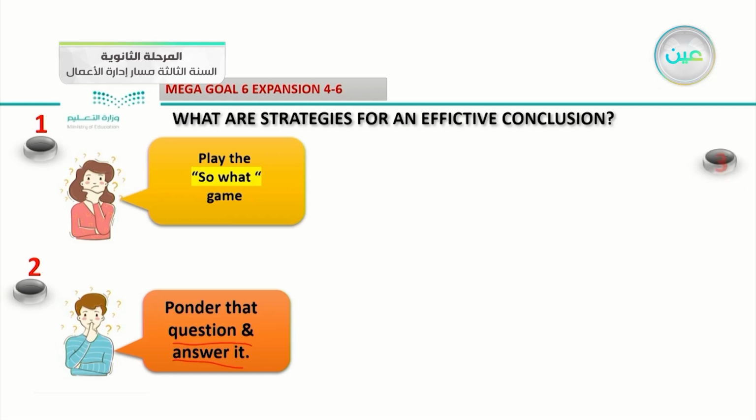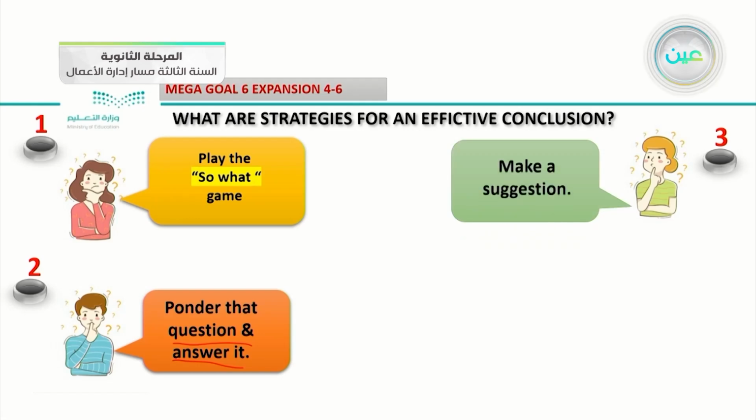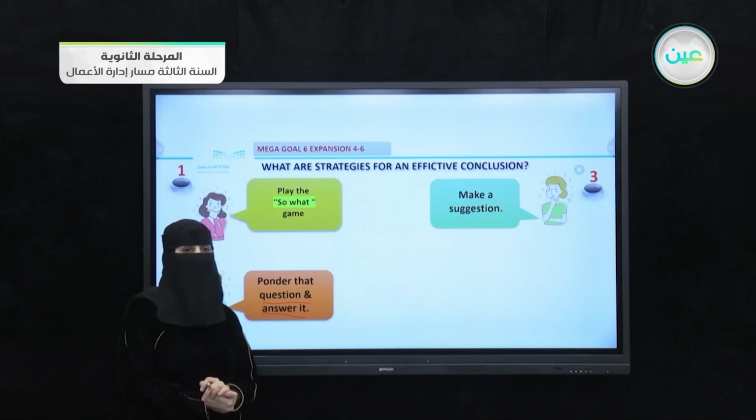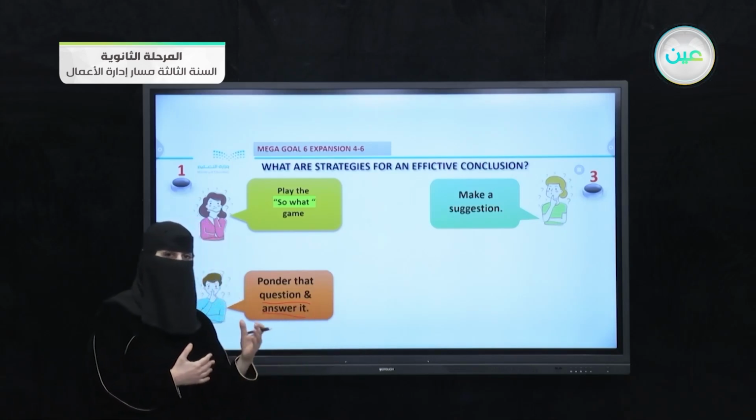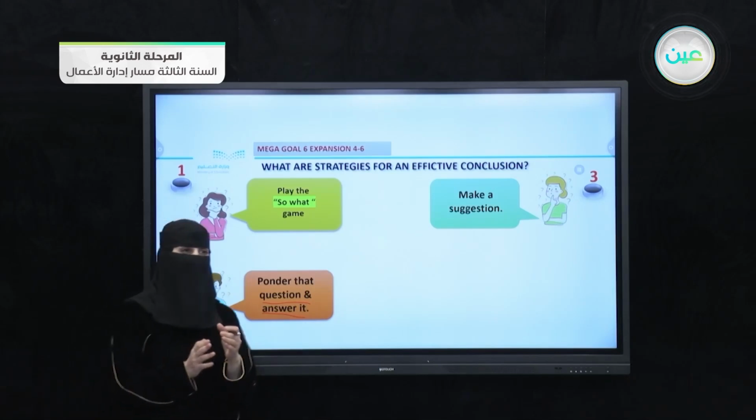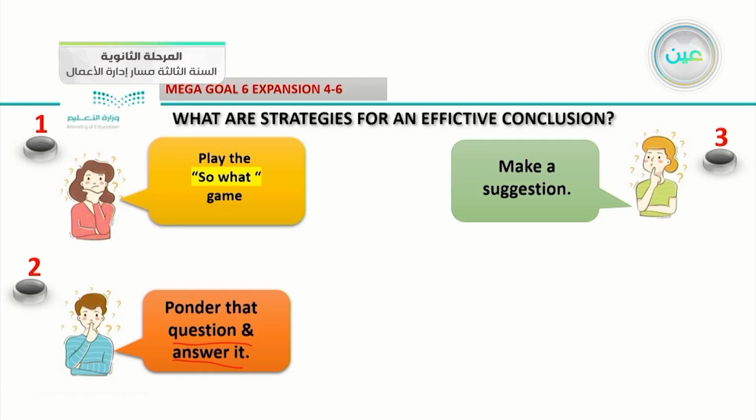Okay, what is the third step in our strategies for writing an effective conclusion? It is to make a suggestion. At first, we apply the game. Then we ponder that question and answer it. The third one, we make a suggestion, which means that you leave your reader sharing your effective conclusion. Give him a long-term task: to apply some advice, to make independent research, and exactly what we want to say, make a challenge with your reader.